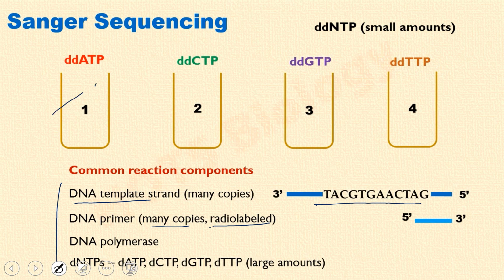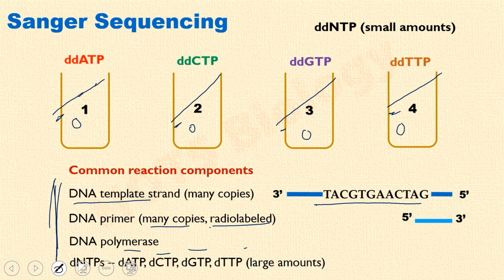Here also we are having the DNA template, and here also. Then DNA primer: here also we are having DNA primer, so in all the 4 cases we have DNA primer. DNA polymerase, which is the enzyme, is also present in all the 4 cases. And then all the 4 normal nucleotides in sufficient amount, that is adenine, thymine, cytosine, guanine, will be there. So these 4 components are common in all the 4 tubes.